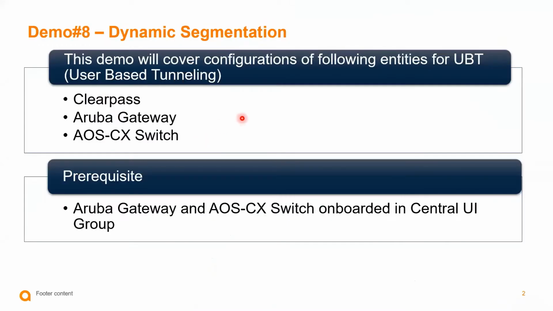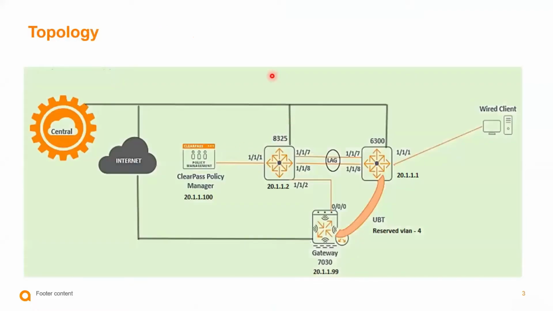So as part of this demo, we'll be covering the configurations of the following entities that are required for forming a user-based tunnel: ClearPass, Aruba Gateway, and AOS-CX switch. The prerequisite for this demo is that the Aruba Gateway and AOS-CX should be already onboarded in our Central UI group. So let's see the topology required for this dynamic segmentation feature.